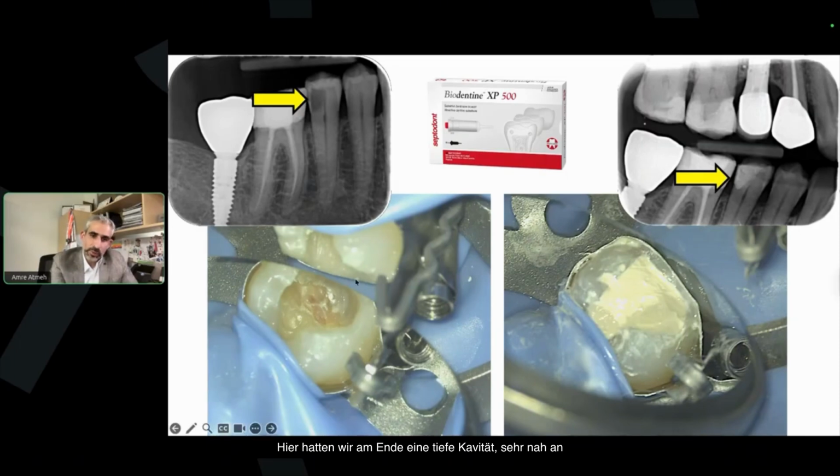Here, we ended up with a deep cavity very close to the pulp. You can see the shadow here, but that's why we decided to go for a bi-bulk fill procedure. We filled the whole cavity, and because of the close proximity to the pulp, we decided not to go for a definitive restoration. So the patient came back after 2 weeks. The pulp was assessed, everything was fine, and then the composite restoration was placed at that visit.